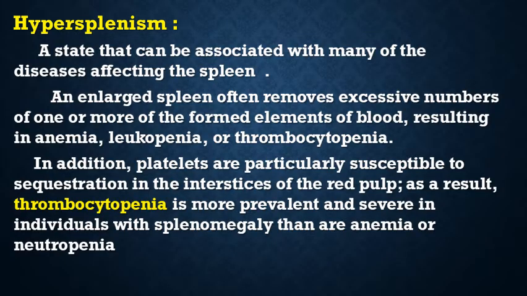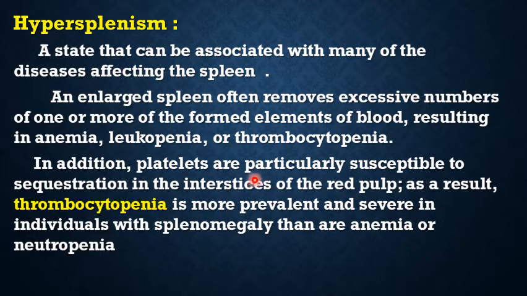What is hypersplenism? Hypersplenism is a state that can be associated with many of the diseases affecting the spleen. A large spleen often removes an excessive number of one or more of the formed elements of the blood, such as red blood cells, white blood cells, and platelets, thereby resulting in anemia, leukopenia, and thrombocytopenia.